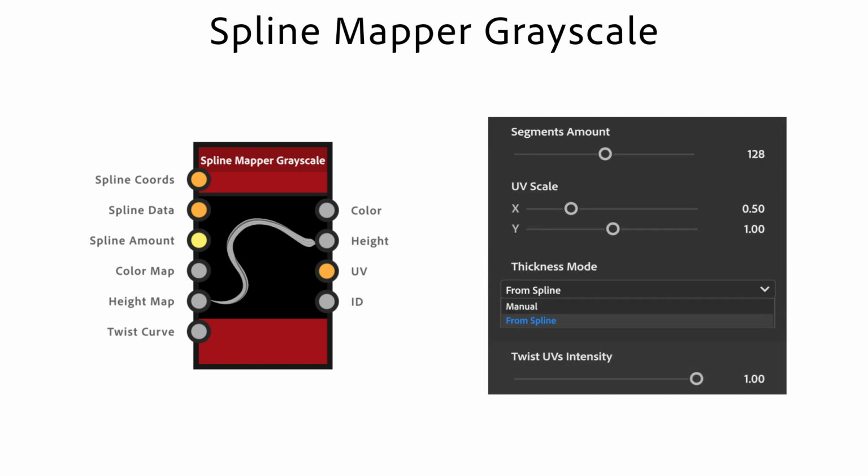Use twist UV's intensity to control the twisting of the image coordinates around the cylinder. It just works when shape is set to half cylinder or cylinder.